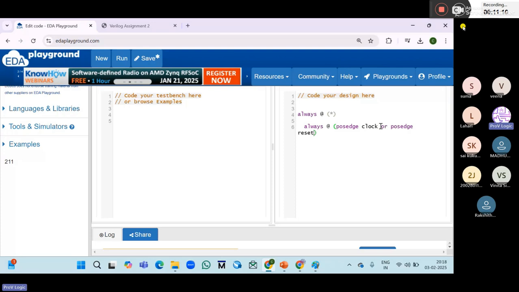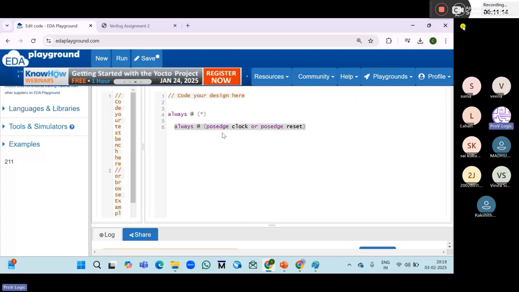This is mostly asked in interviews: what is the difference between synchronous and asynchronous reset? Synchronous, in terms of coding, I am telling. Normally in digital logic design, what is meant by synchronous and asynchronous?